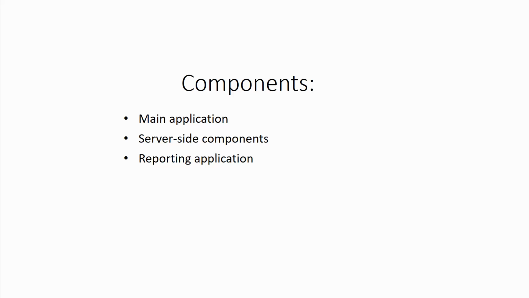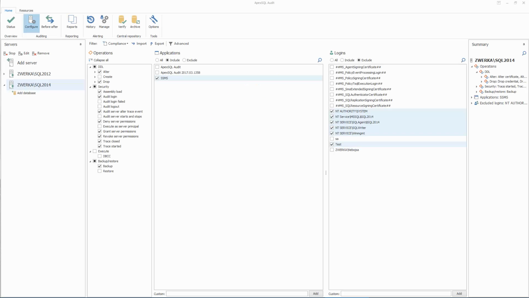ApexSQL Audit consists of three basic components: main application, Serverside Components, and ApexSQL Audit reporting application. To start with, let's explain the main application components. The main application is the core of ApexSQL Audit and includes the following. The first component is the user console, a graphical user interface that is used to configure SQL Server instances auditing via basic and advanced auditing filters, create and manage alerting, create reports, as well as for auditing instances status information, overall configuration, and maintenance tasks.